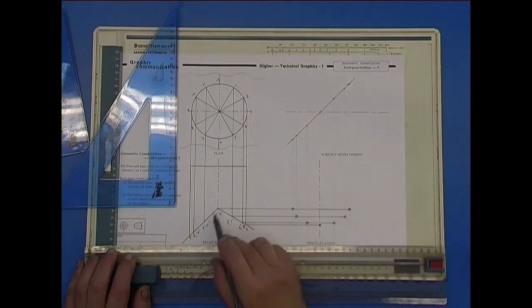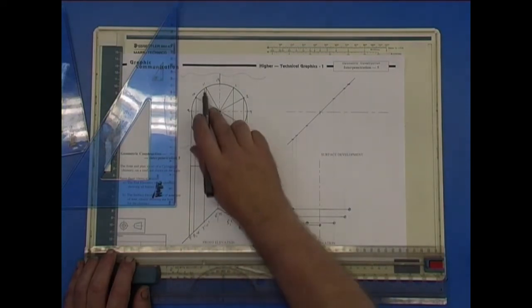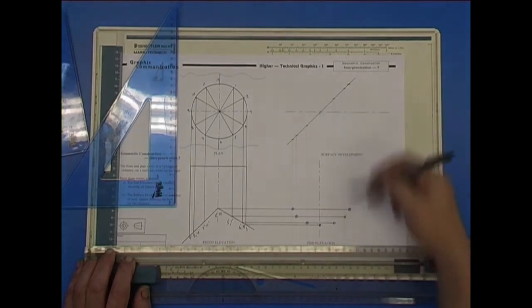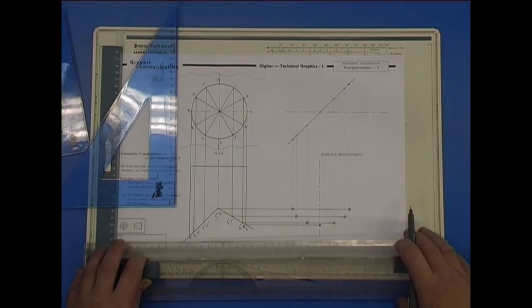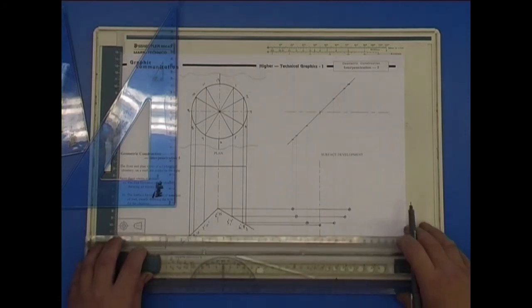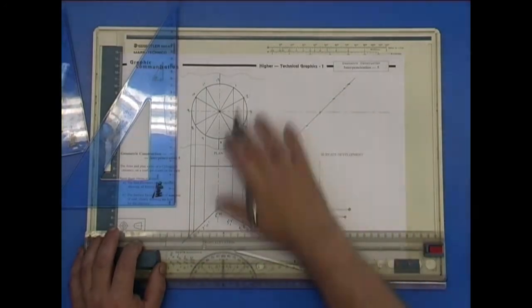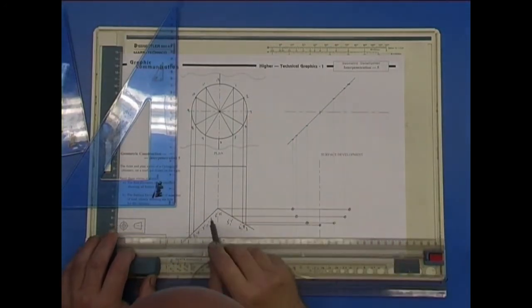I'm going to now do the back ones. The back ones are along on the same lines, so I don't have to project any more lines down. I can pick them on. I'm trying not to clutter up here. I'm just sort of lining things up.